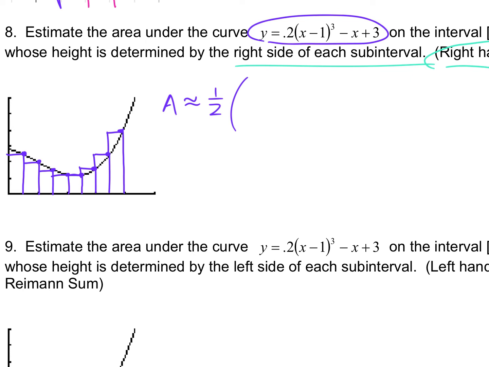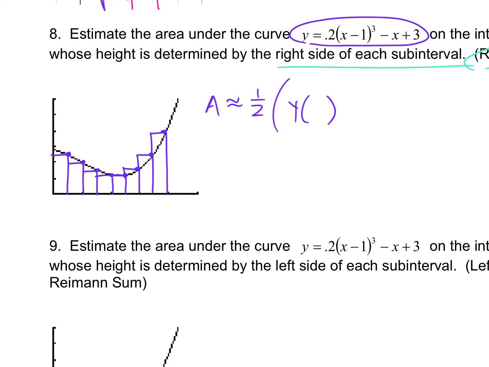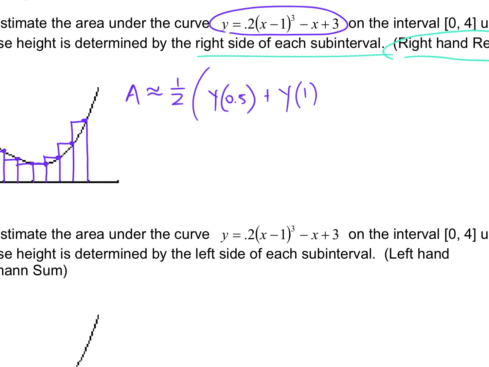So you would say, for the first rectangle, what x value would you plug in? 0.5. The second one, you would plug in y of 1. The third one, y of 1.5, dot, dot, dot, all the way out to the last one, which would be y of 4. And I'm never going to get which x values I have to plug in without drawing. I'll just be very honest, I'm not doing that without drawing.